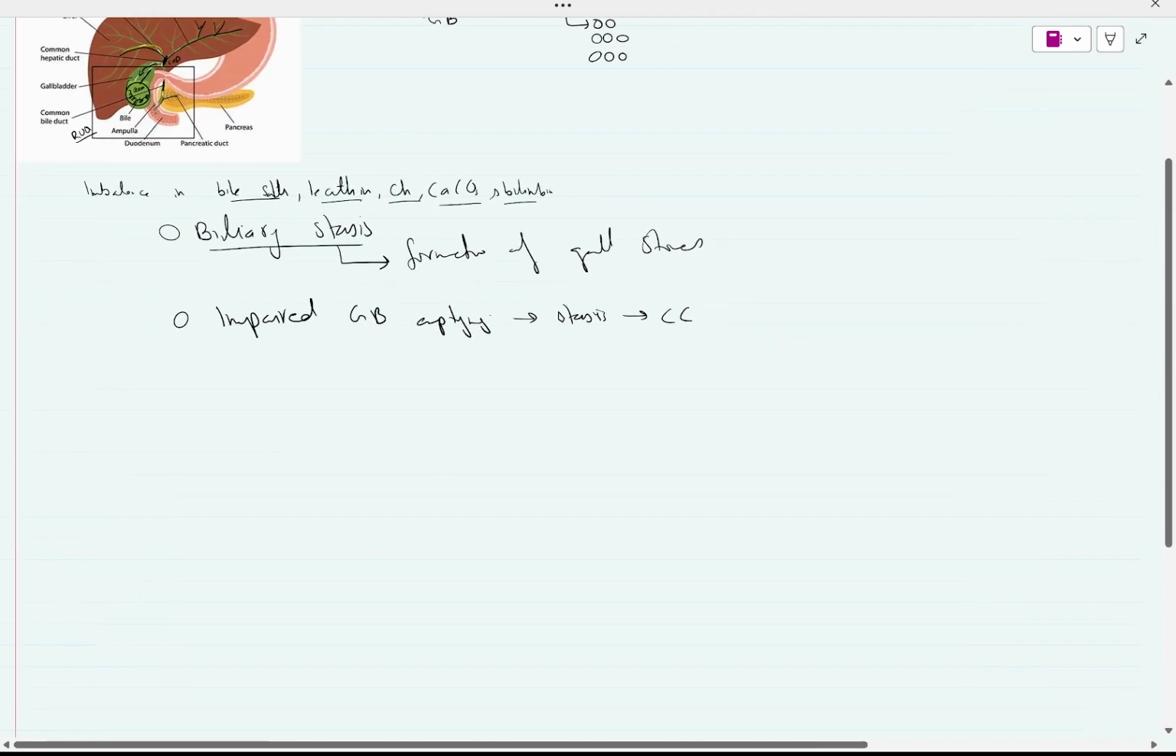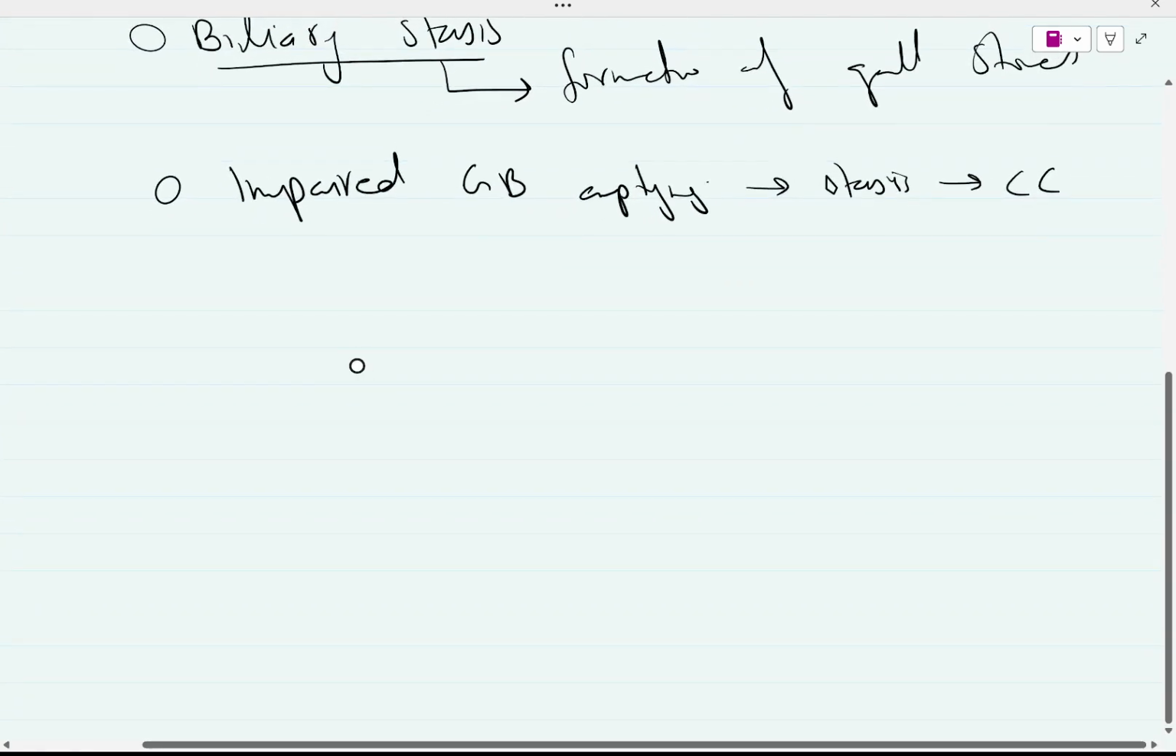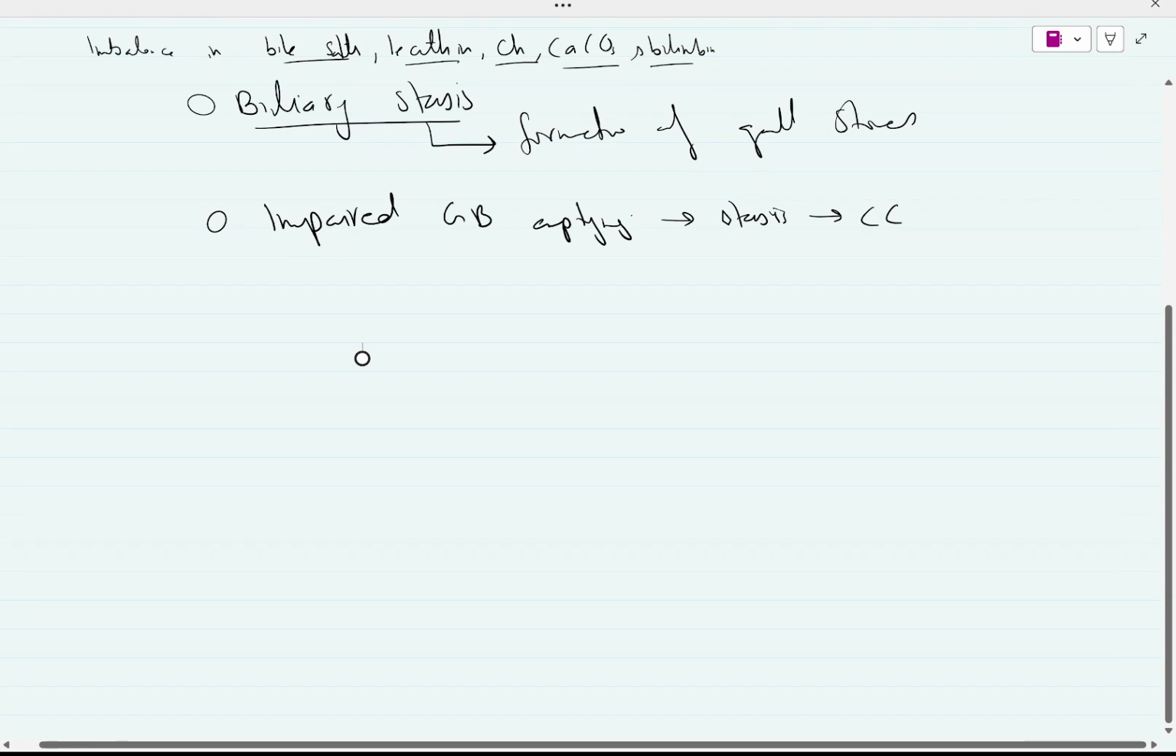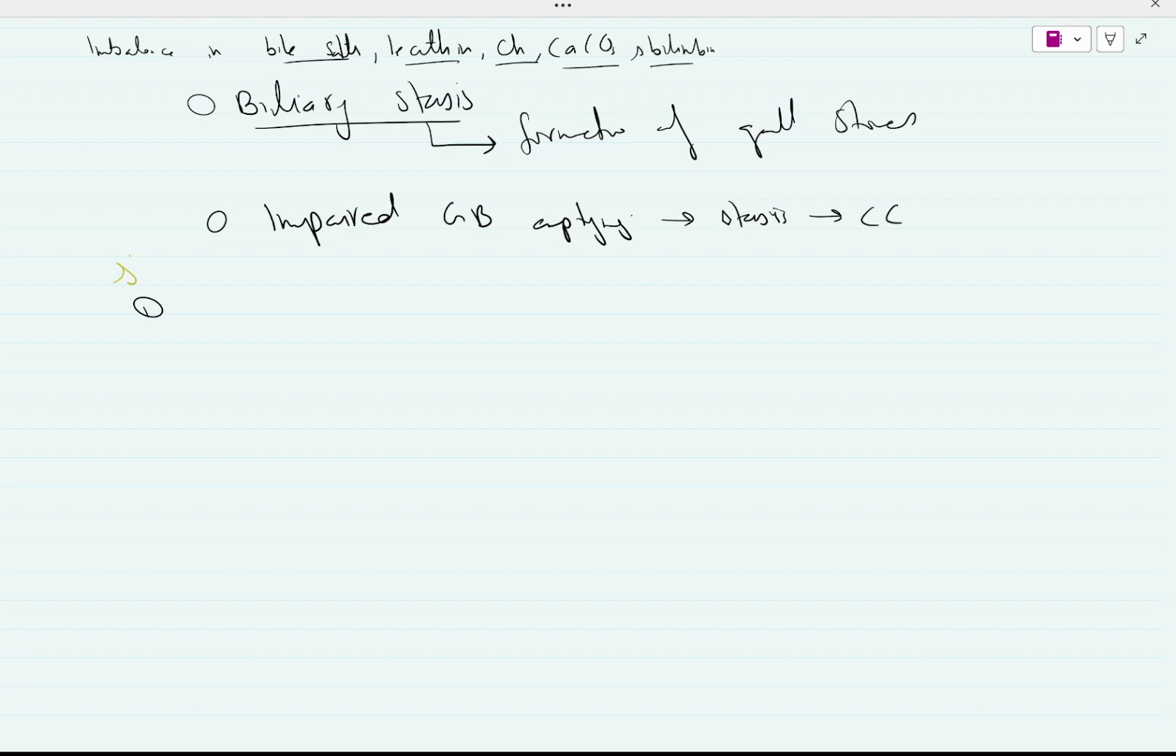What kinds of stones can develop in our gallbladder? There are three kinds of stones, and each stone has its own etiology and risk factors. We are going to discuss in detail how they develop. The first stone type is cholesterol stones.